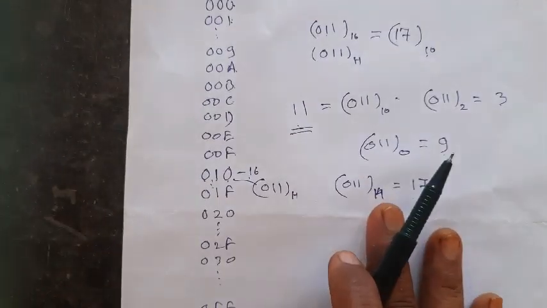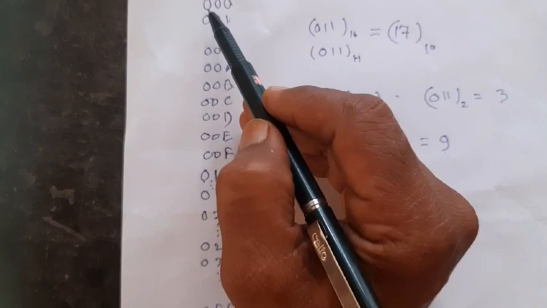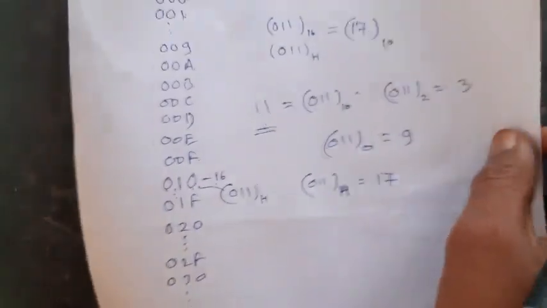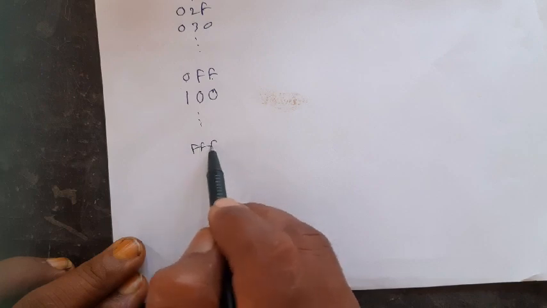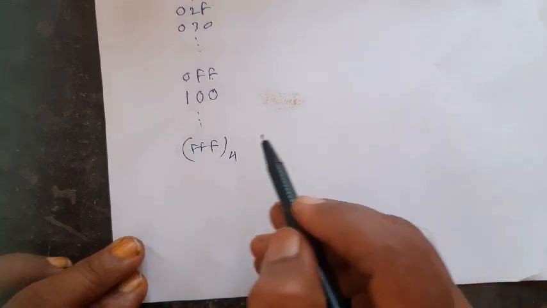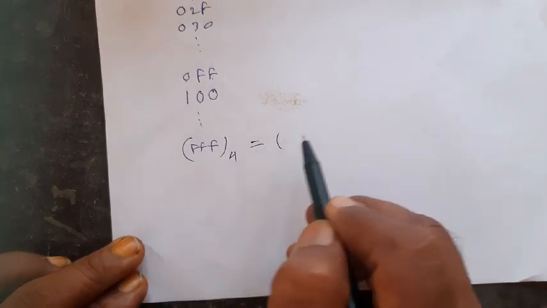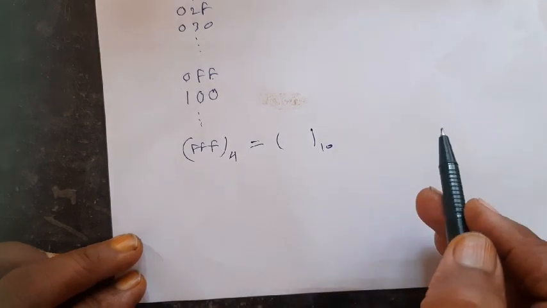The progression of number in hexadecimal number system, it is a 3-digit number, is 000, and if I continue, then finally the number will be FFF. This is in hexadecimal number system. What is the corresponding decimal number, we will have to discuss today.